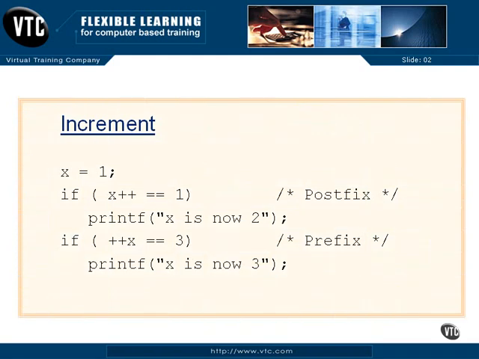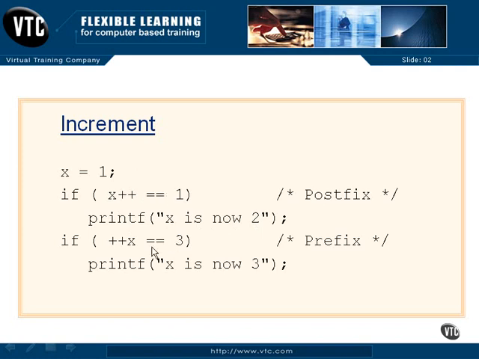Now here's a regular increment. It's done in both what is called postfix and prefix notation. So here you see we set up x equal to 1, and then we come down here to our if. If x plus plus is equal to 1, then we'll printf x is now 2. What happens here is that we look at x and compare it to 1 before we do the increment. So you see x is here, and then the plus plus is to the right. That's a postfix increment. So we do the comparison, then we do the increment. So when we get down here, at this point, x would now be equal to 2 because we would have incremented it after our test.